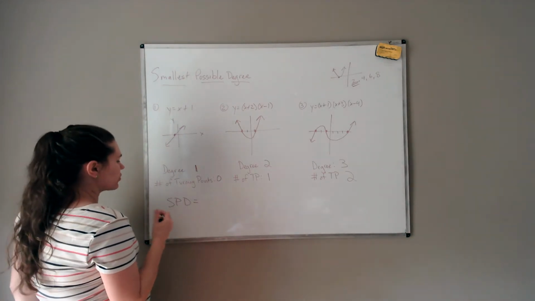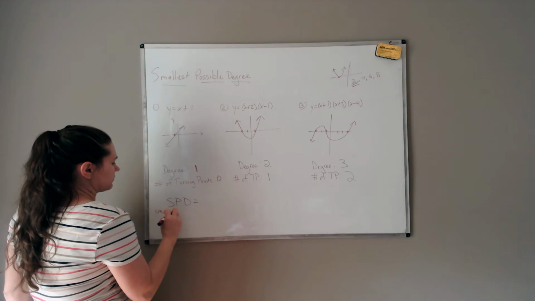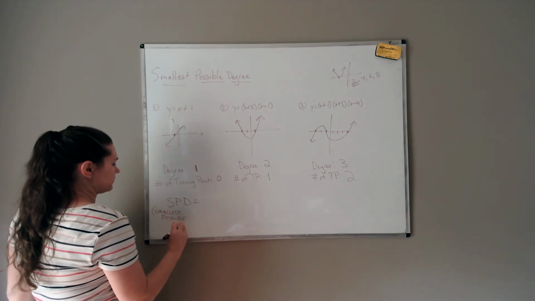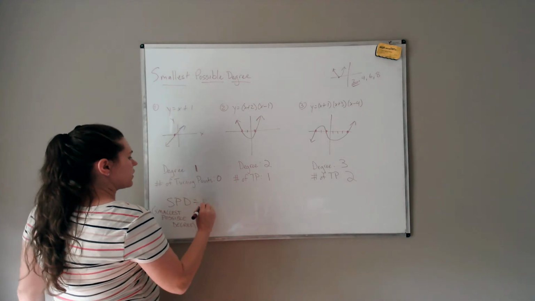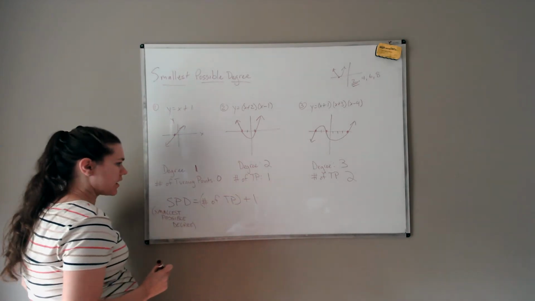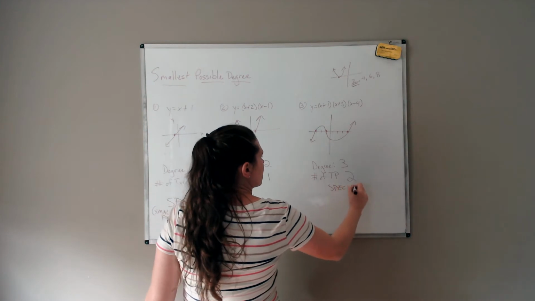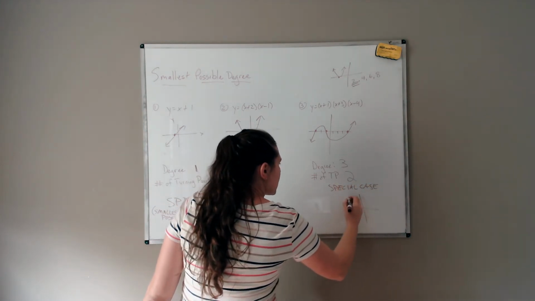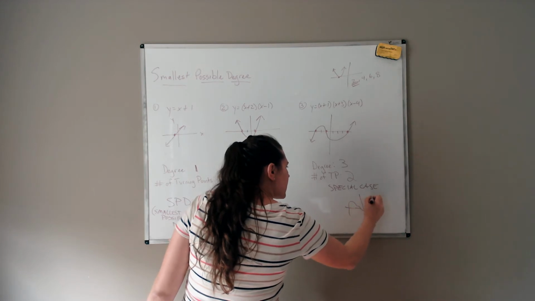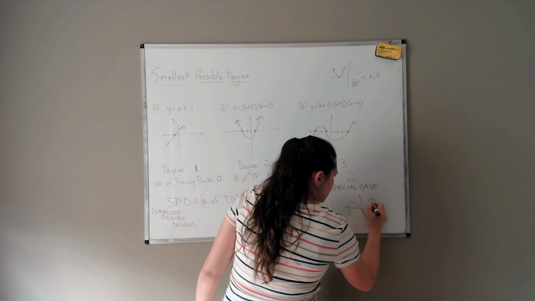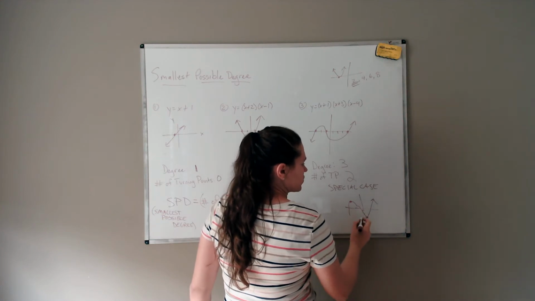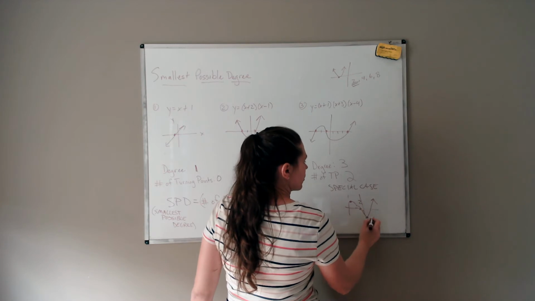So to find your smallest possible degree, you do number of turning points, and then you add 1, okay? Now the one special case is going to be, you're going to have a special case if you have a level on your graph, okay? So let's say in this graph, you turned here, you would count that as 1 turning point. You turned here, you'd count that as 1 turning point. But if you level, you count that as 2 turning points.